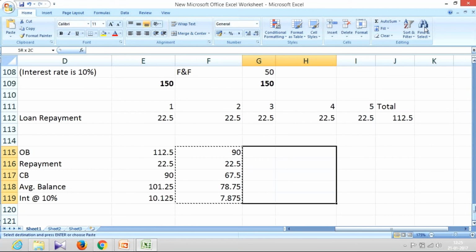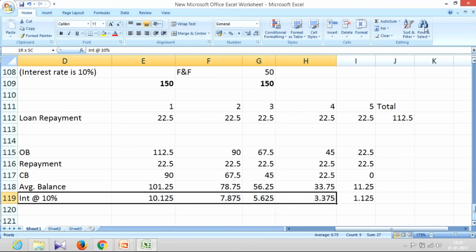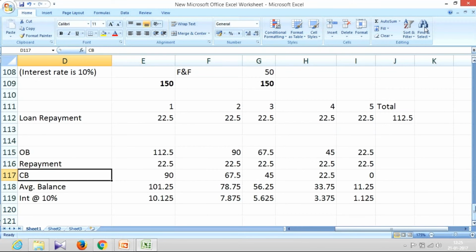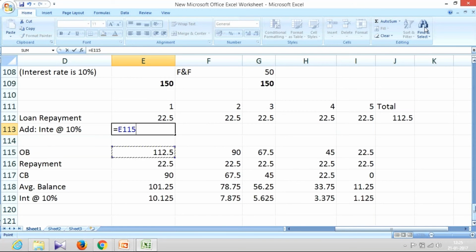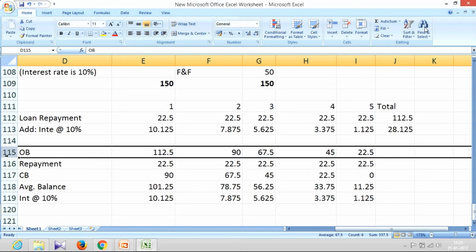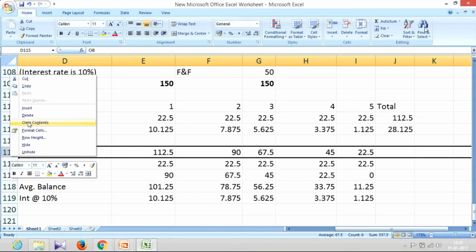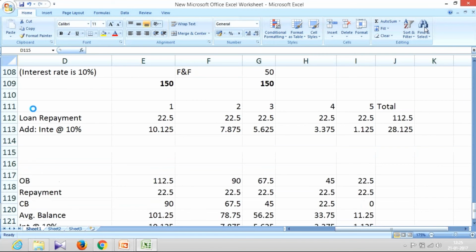Similarly, if I calculate for the remaining years, this is going to be the situation. And here I have my interest commitment for all the 5 years. It means bankers are going to be very particular about this. So here, let me add the interest at 10%. That is, this 10.125 for the first year, and the total is 28.125. It means the bankers are going to be very concerned whether you are going to be in a position to pay this.